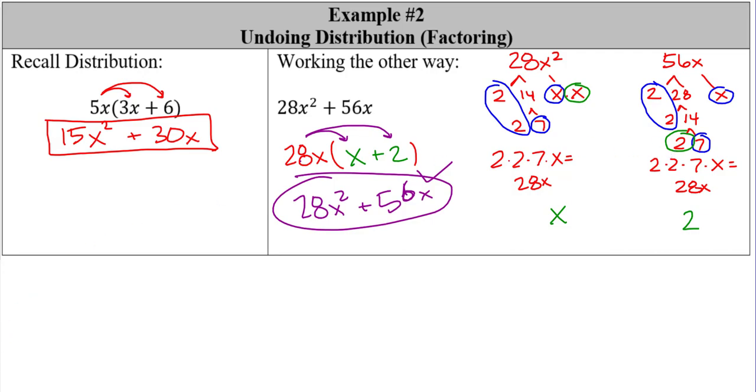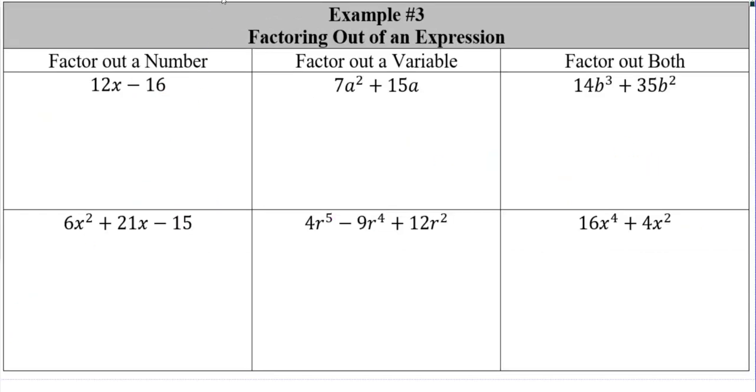All right, let's take a look at example number 3. So we got these 3 different columns. One says factoring out just a number. Sometimes you can only factor out a number. Sometimes you can only factor out a variable. Sometimes you can factor out both. And then sometimes you can't even factor out anything.